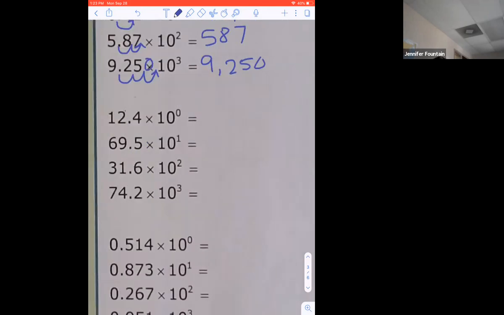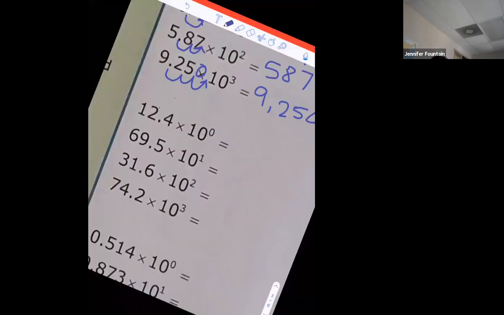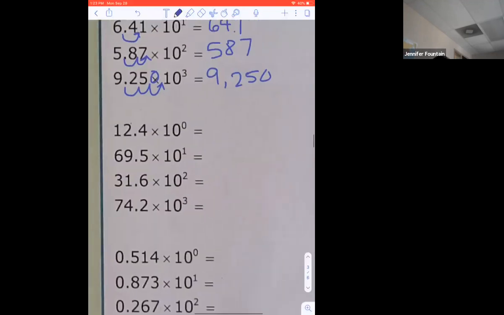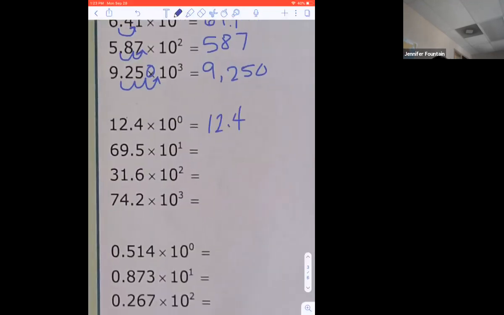Then I have 12.4 times 10 to the 0, which is the same as 12.4 times 1. That's going to be 12.4. 69.5 times 10 to the first. I need to move my decimal one place to the right, so 695. 31.6 times 10 to the second. Move my decimal 1, 2 places, add a 0, so I have 3,160.